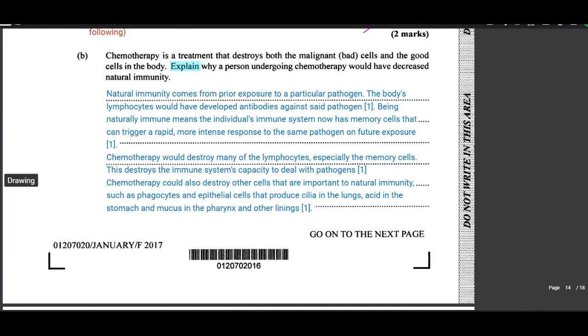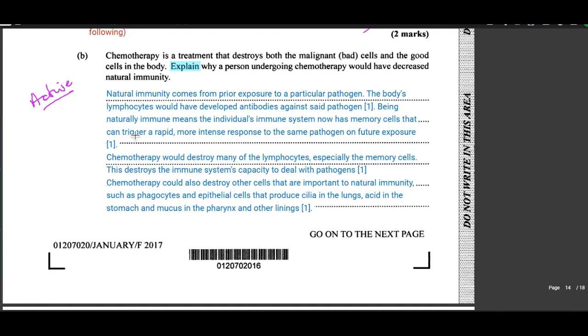So we state here, first we need to say what natural immunity is, right? So natural immunity comes from prior exposure. So this has to do with your active immunity, right? Your active immunity. So you get it from prior exposure. The body's lymphocytes develop antibodies against said pathogen. And I know they have passive immunity as well, but this is an adult. They're not breastfeeding. Okay. Natural passive immunity is either in the womb or while you're breastfeeding. This person, we can assume, is not of that age, right? So we can just treat it as a natural active immunity.